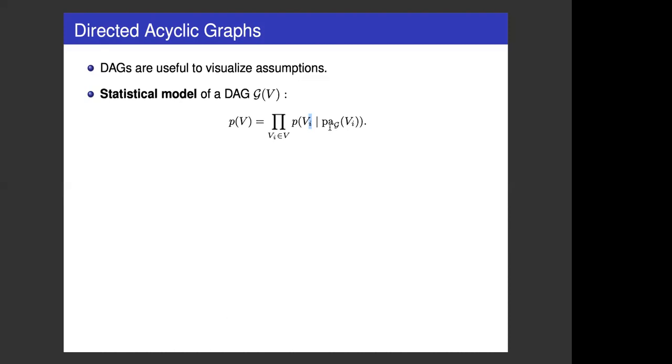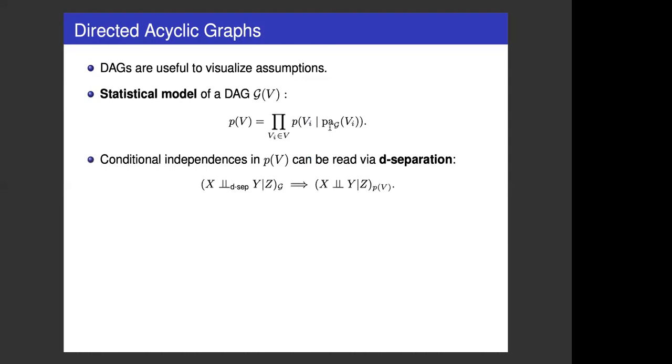And so the absence of an edge in a DAG between two vertices corresponds to a conditional independence statement. We can read off these independencies from the graph by what is called d-separation. So basically, if X and Y are d-separated given Z in the graph, we can conclude that X and Y are independent given Z in the distribution. I'm not going to tell you about d-separation. It's not really key to this talk.